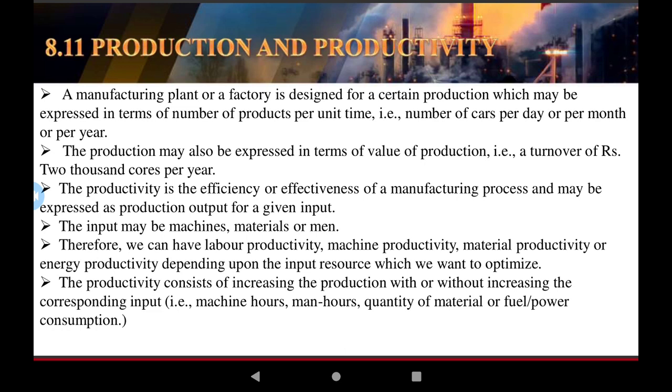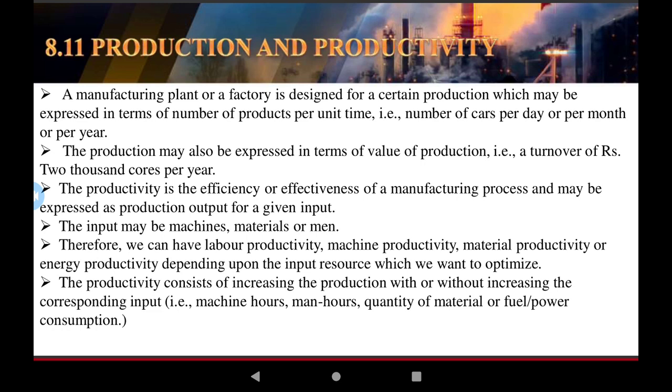The production and the productivity. A manufacturing plant or a factory is designed for a certain production, which may be expressed in terms of the number of products per unit time, known as manufacturing production. That is the number of cars per day, per month, and per year. This is the production. The production may also be expressed in terms of the volume of production, that is, the turnover of thousands of crores per year.